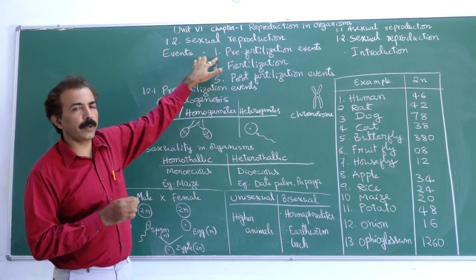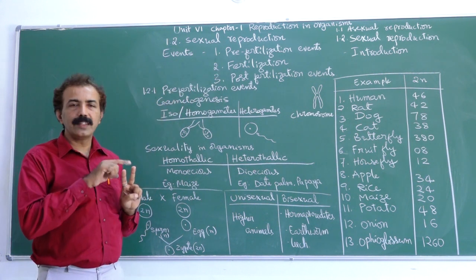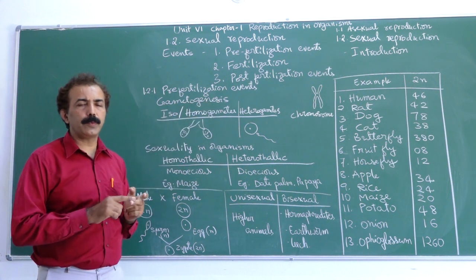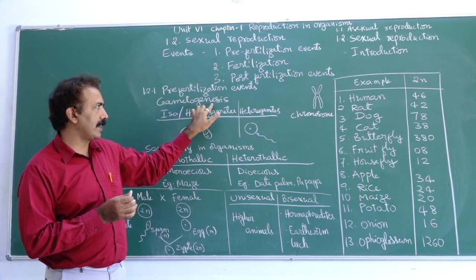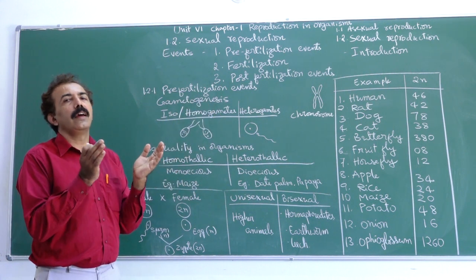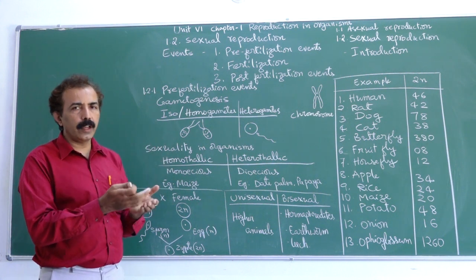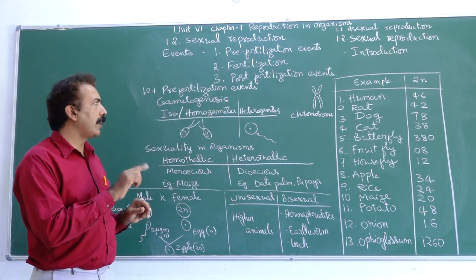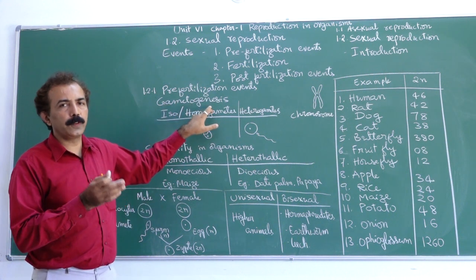So pre-fertilization event, fertilization, post-fertilization events. Let us take up the first topic, pre-fertilization events. It involves two steps. Step 1, gametogenesis. Step 2, gamete transfer. Formation of sex cells and the transfer of sex cells. The male and the female animals transfer their sex cells into a medium where they unite and give rise to the next generation. Pre-fertilization events can be divided into two, gametogenesis and gamete transfer.